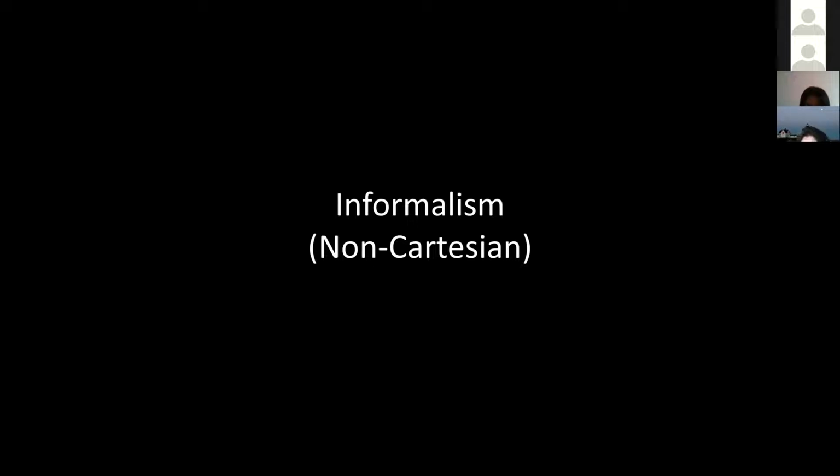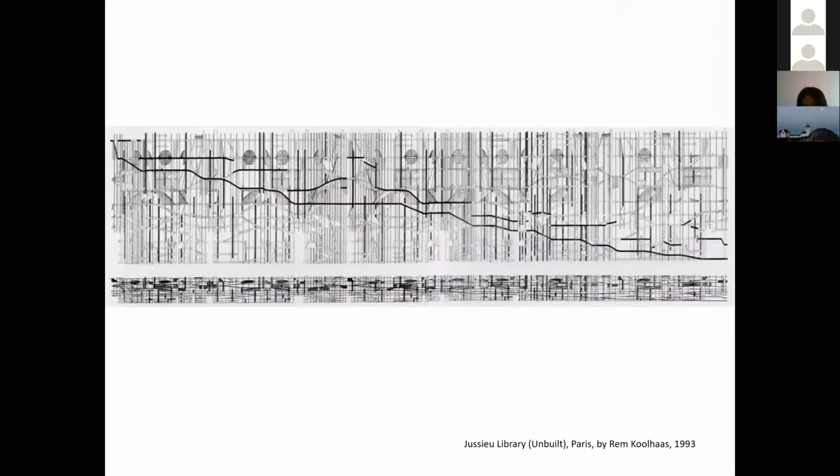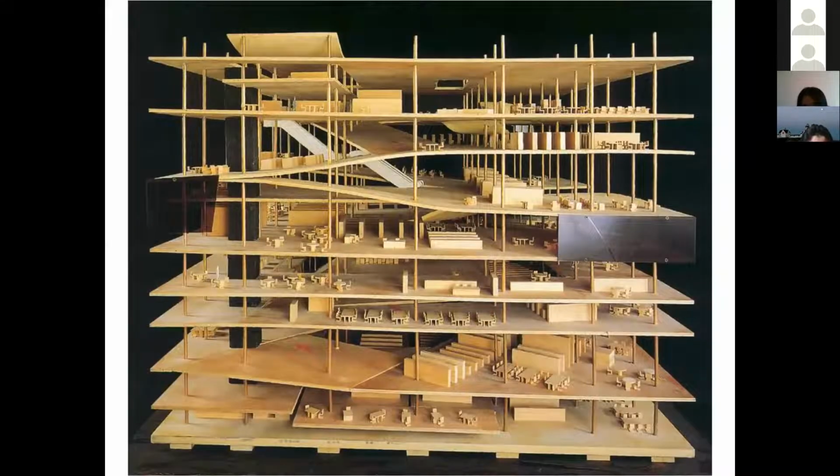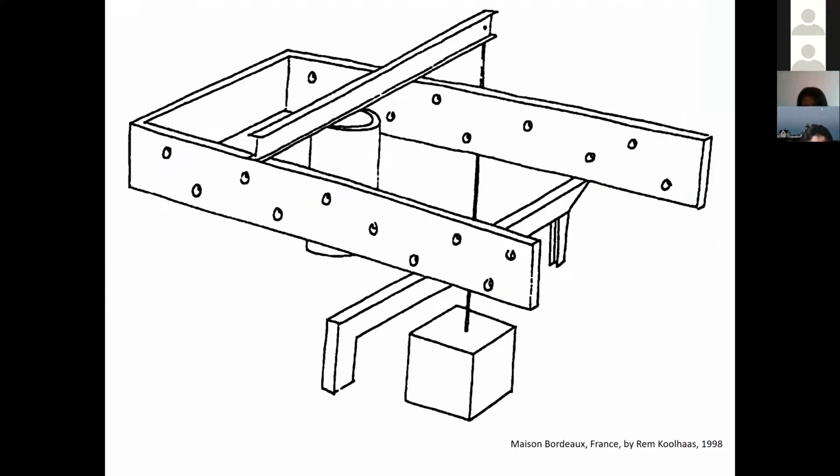So starting with Rem Koolhaas' Jussieu Library, where the relationship between horizontal and vertical plane is also starting to fall apart. And this whole building then unrolls into one single section and journey. And eventually it got built in a reduced version in Seattle Library. And then looking at Bordeaux, maybe we can use balancing instead of, so what else, right, other than grid?